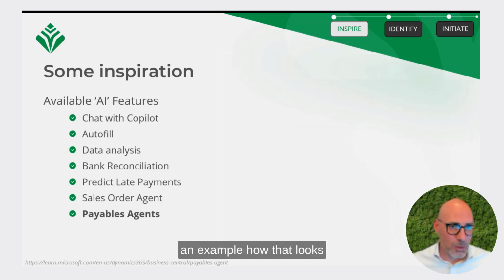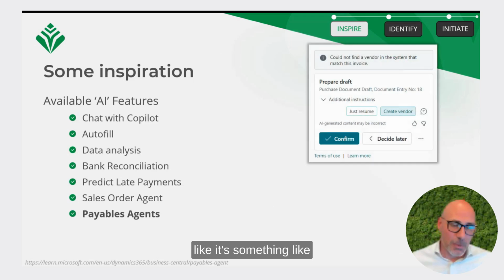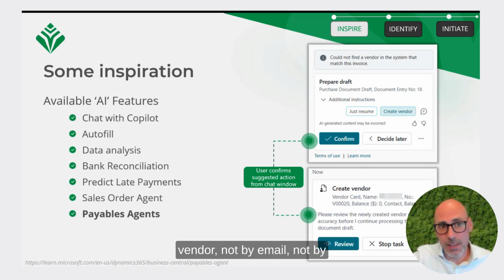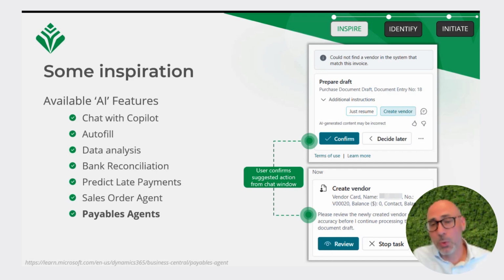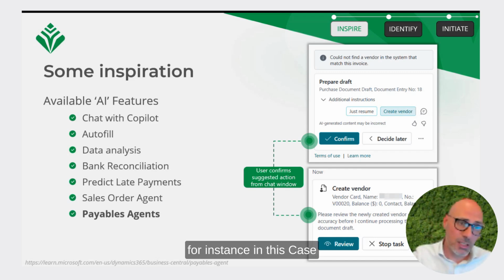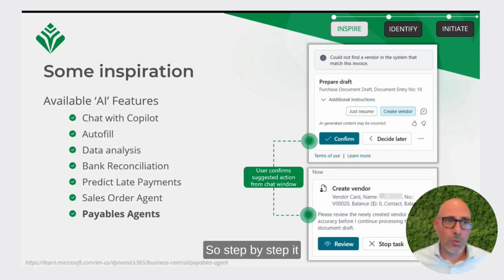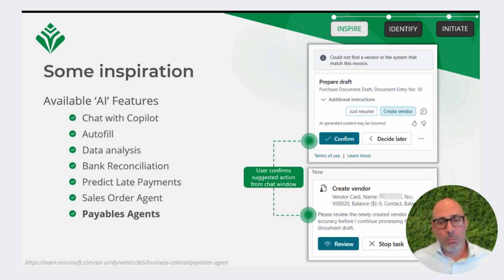And to give you an example of how that looks, it's something like this. For instance, when it recognizes that the vendor is not in the system yet, it comes up with a question, hey, I cannot recognize this vendor, not by email, not by name, etc. Would you like me to create it? So also there, it's not only about the process, but also, in this case, the master data. If you agree, it will create it. You can review it before it continues. You can add some extras on the vendor card, and then from there, the process will continue. So step by step, it supports the whole purchase invoicing side.